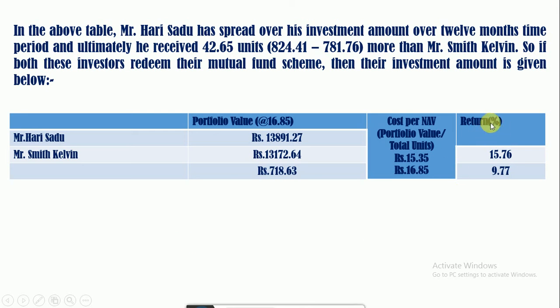And when we calculate the return, Hari Sadhu is getting 15.76% return, and Smith Calvin is receiving 9.77%. So from this example, it is very clear that the SIP mode is very viable and a good option for investment.